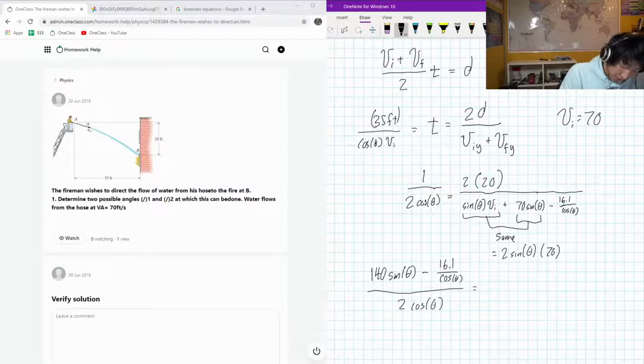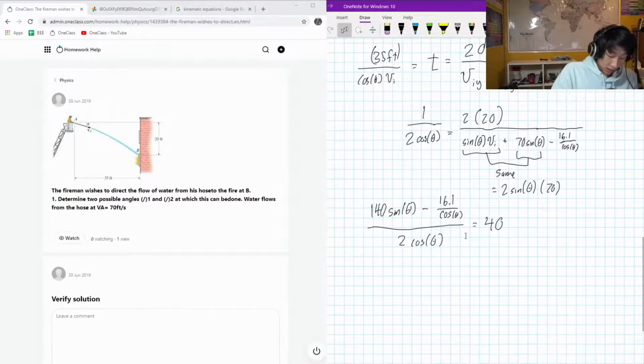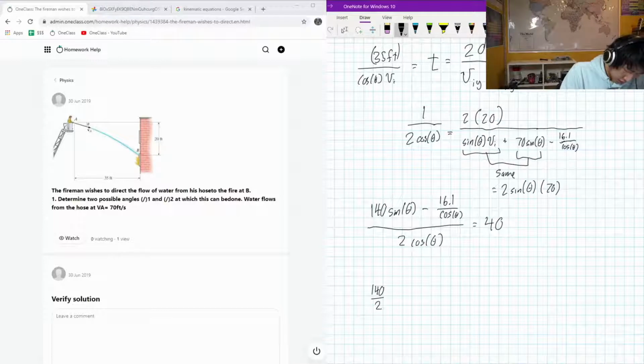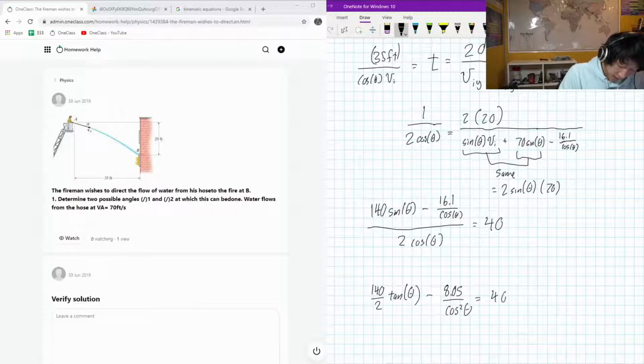That is equal to 2 times 20, that's 40. Okay, so now we can expand this out a little bit more. We know that sine divided by cos is equal to tan. So this is going to be 140 over 2 tan theta minus 8.05, that's 16.1 divided by 2 over cos squared theta. That's going to be equal to 40.